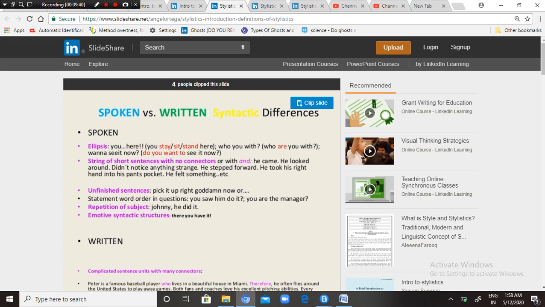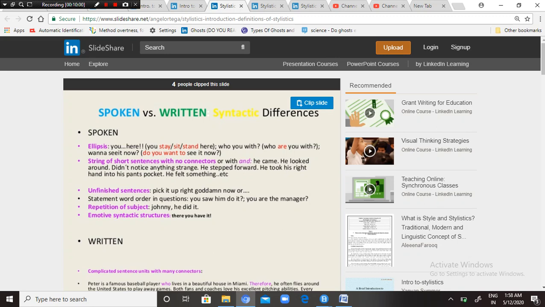A string of short sentences with no contraction or with the end. He came. He looked around, did not notice anything strange. He stepped forward. He took his right hand into a pant pocket. He felt something extra.